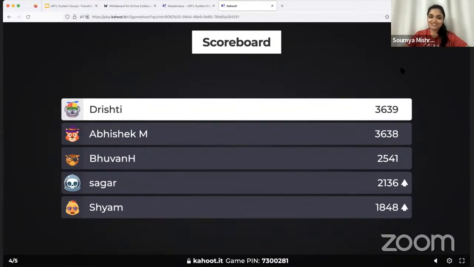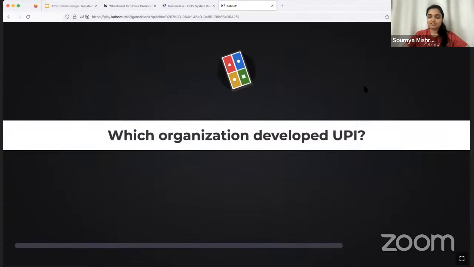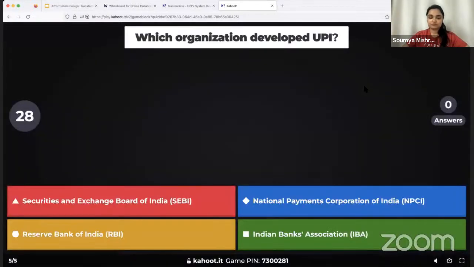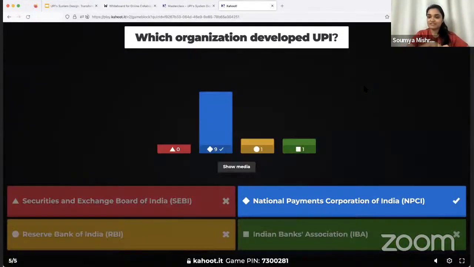Very good, guys. Now, the final chance for you to come up the ladder. Here is the question. You have to be very, very quick. Which organization developed UPI? SEBI, RBI, NPCI, IBA. Remember, we spoke about it when we were talking about the entire timeline of UPI. Okay. So let's see the final leaderboard.